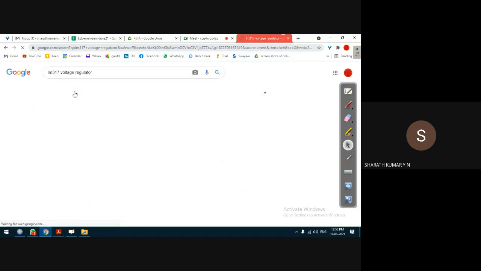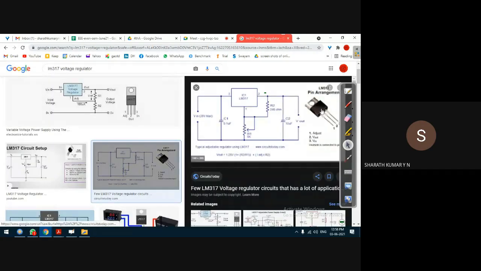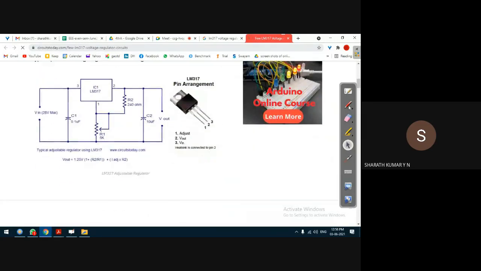In many circuits, you find these voltage regulators. Here it is. I don't know whether I can zoom this image. Do I get a bigger image? Yeah, something like this. You must have seen these regulators.